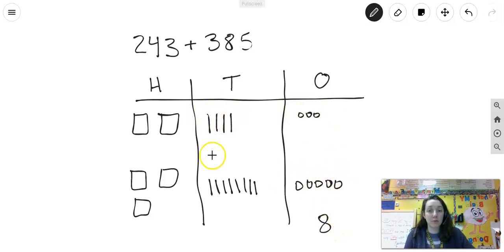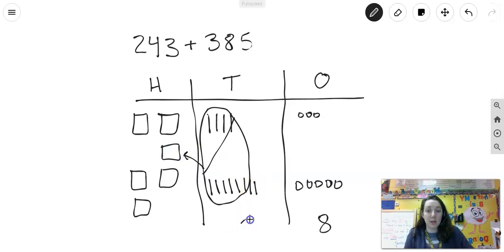Tens. 1, 2, 3, 4, 5, 6, 7, 8, 9, 10. And I would make that 10 into a 100. Carry that over. So then I'm just left with 2 tens there. And then I count my hundreds now. 1, 2, 3, 4, 5, 6. Don't need to carry anything because it's not more than 10. So I get my answer of 628.